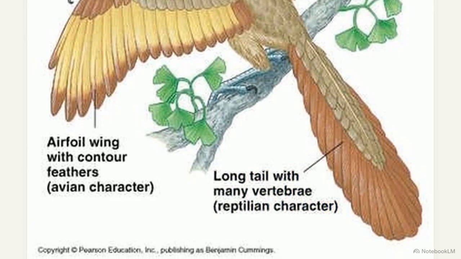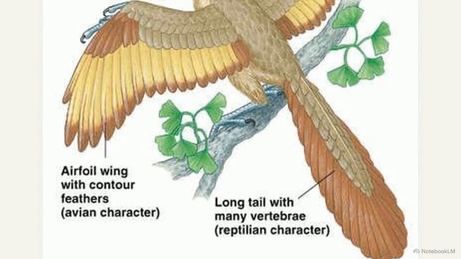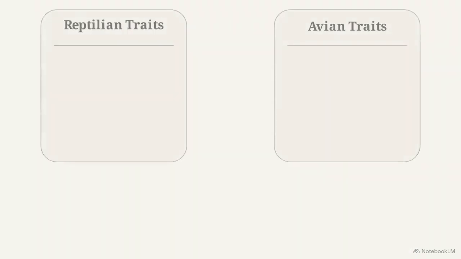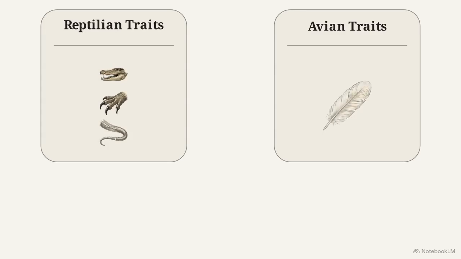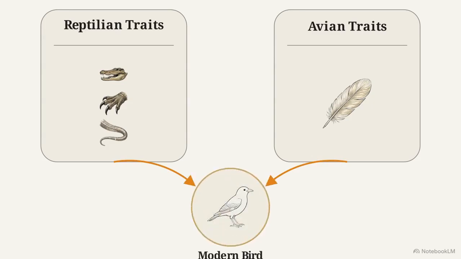But it also had true avian, or bird-like characteristics. Its 4 limbs were modified into wings covered in contour feathers, and its skeleton featured a V-shaped furcula, or wishbone, identical to modern birds. Finding an animal with true reptilian teeth and true avian feathers in a single skeleton gives us conclusive evidence. Modern birds are the direct evolutionary descendants of ancient reptiles.